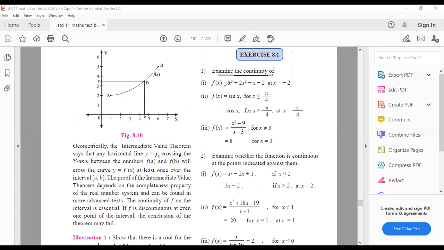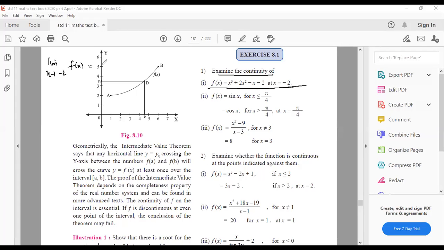Examine the continuity of the function at x equal to -2. So what do you mean by that? There's nothing given, not equal to anything, nothing is written. Just given only this much. So what should we do? When will the function be continuous at x equal to -2? Limit we have to find and f of -2 we have to find. Limit x tending to -2 of f of x.